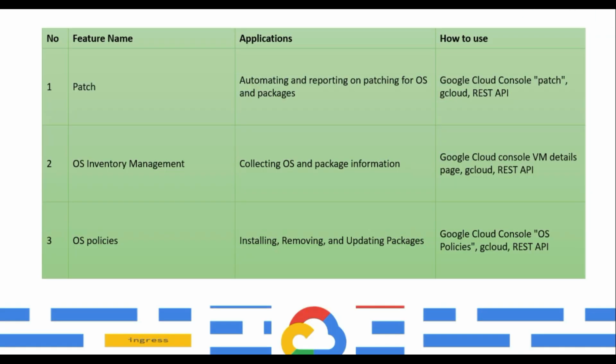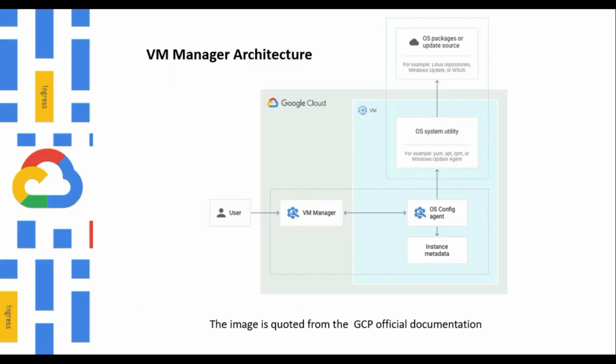Explanations of each feature. We can see them one by one. The first one is patching. This feature automates the patch management for operating systems and packages. It is used to ensure the systems are up to date with the latest security updates and patches. Next is OS inventory management. It helps to collect the details about the OS and the packages installed across the VM instances. Next is OS policies. This feature allows you to create and enforce OS policies such as installing, removing or updating packages on the VM.